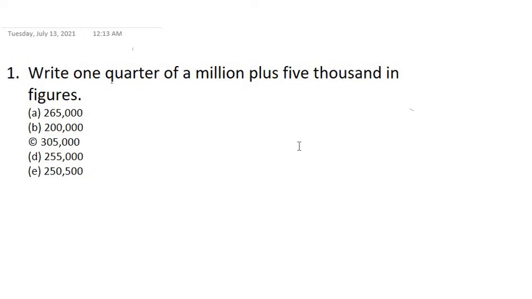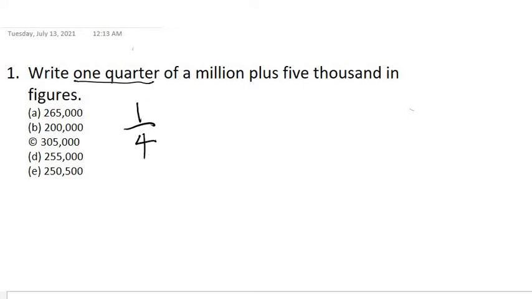Question 1. Write 1/4 of a million plus 5,000 in figures. The first thing I want us to look at is the meaning of 1/4 in mathematics. I want you to know that 1/4 means 1/4. So let's just interpret it this way. 1/4 of. In mathematics, of means times.